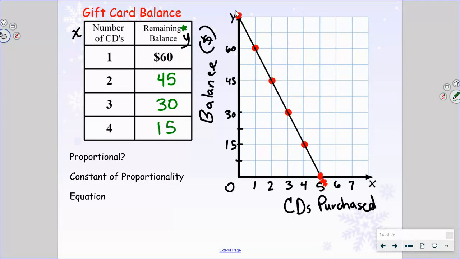In this case, we go and ask ourselves, is it proportional? Mr. Callan, it's a straight line, but it surely does not go through the origin. If you don't believe me, check out the ratios. 60 to 1 is 60. 45 to 2 is 22.5. And 30 to 3 is 10, and 15 to 4 is like 3.75. The point is the ratios, there is not a constant of proportionality. So while this does make a straight line, it is not a proportional relationship.